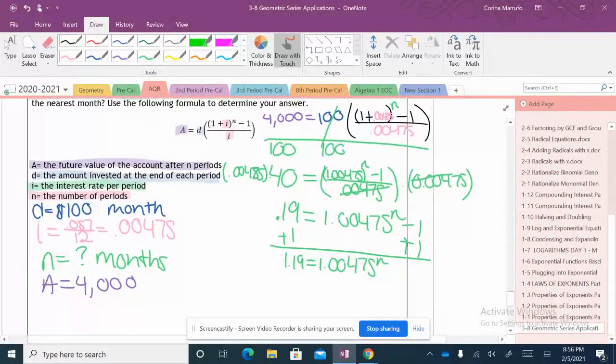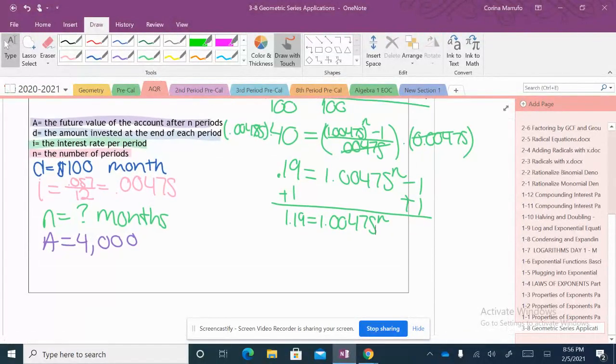Okay, once you have that number to the exponent by itself, you're ready to change it into log form. So it's going to be log, the base is 1.00475, 1.19 equals n. So I'm going to go ahead and put that in my calculator exactly the way I see it. Enter. Gives you 36.7. And remember, this is in months, so we're rounding to the nearest month. That would be 37 months.